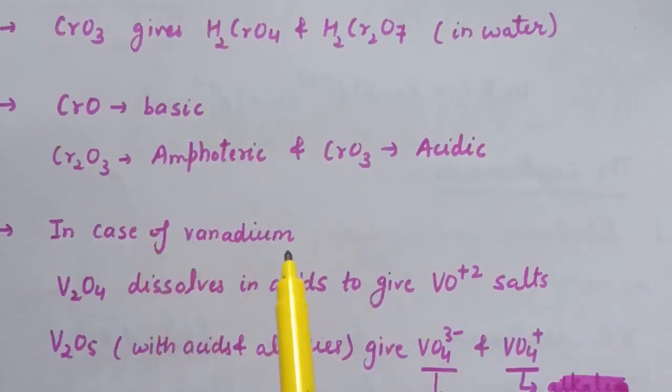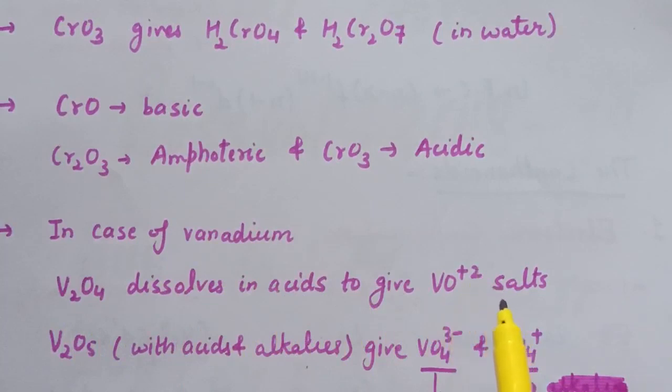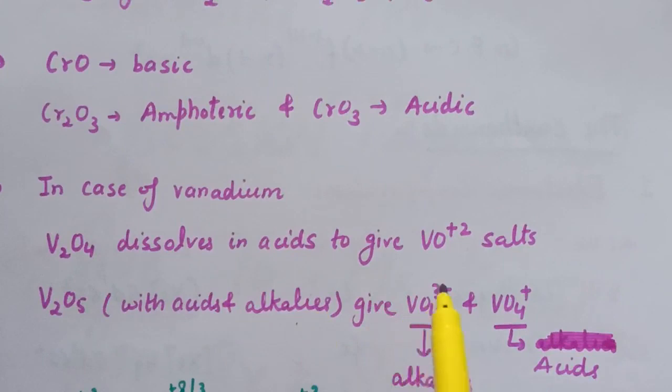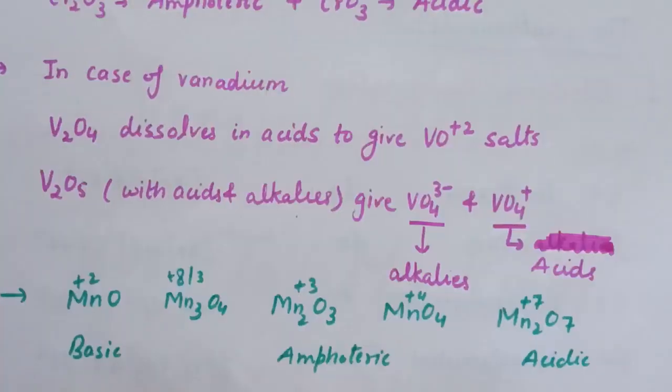Now in case of vanadium, V2O4 dissolves in acids to give VO2+ salts, and V2O5 with acids and alkalis gives VO4 3- ion and VO2+ ion. That is, with alkalis it gives VO4 3-, and with acid it will give VO2+.